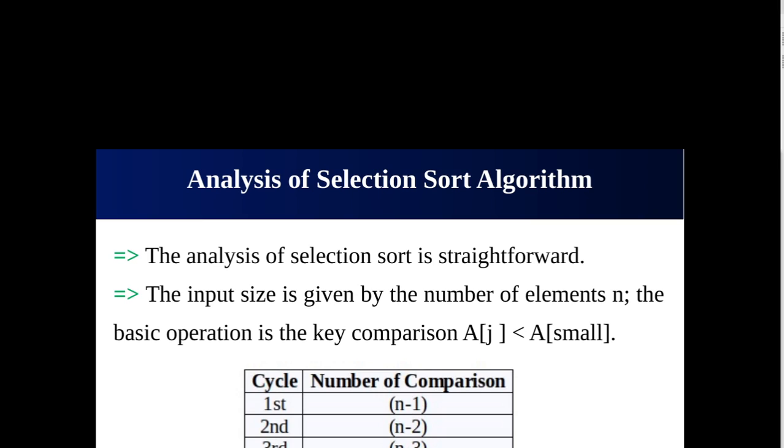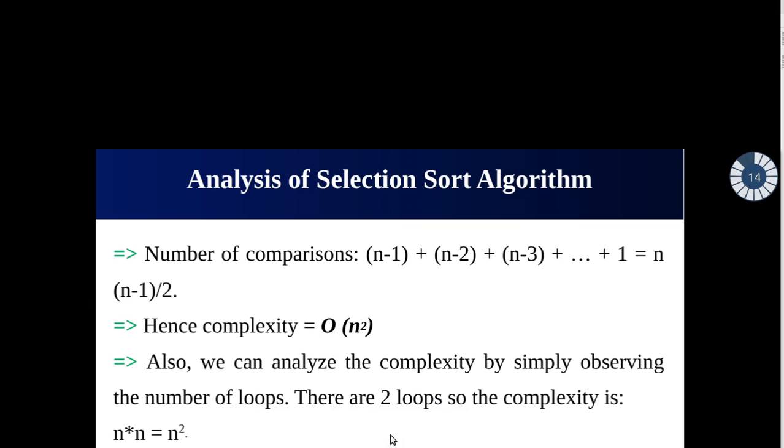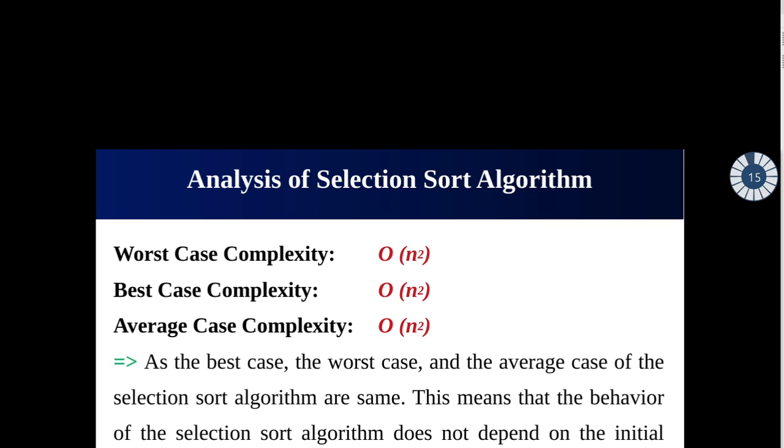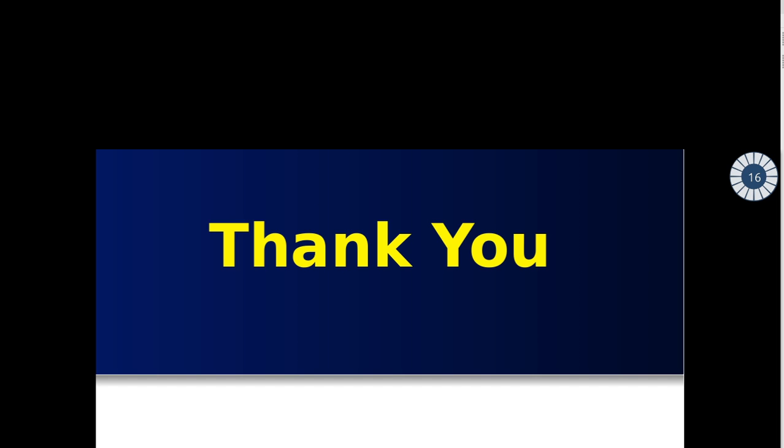So for example, at every pass we are performing one less comparison, and then adding them, you will get an equation: n into n minus 1 divided by 2. Multiplying them, taking only the highest term and ignoring the leading constant, you will get n square. And that is the same for the worst case, for the best case, and for the average case analysis.